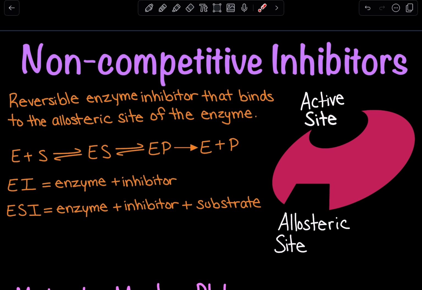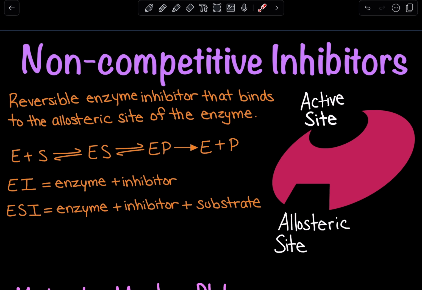Now, non-competitive inhibitors bind to the allosteric site of the enzyme. Now, if we take a look at an enzyme, remember we have two locations of interest. We have the active site and then we have the allosteric site. Now, the active site is where the substrate will come in and bind and the enzyme will convert that substrate into product. But when we talk about non-competitive inhibition, the non-competitive inhibitor will not bind to the active site. Instead, it is going to bind to another site, which is called the allosteric site.